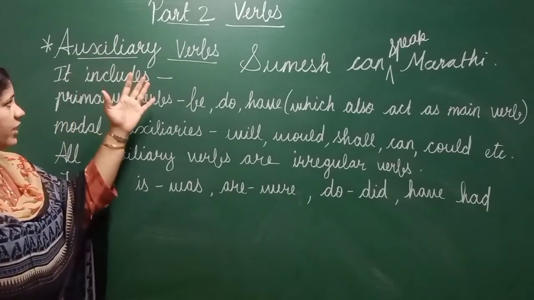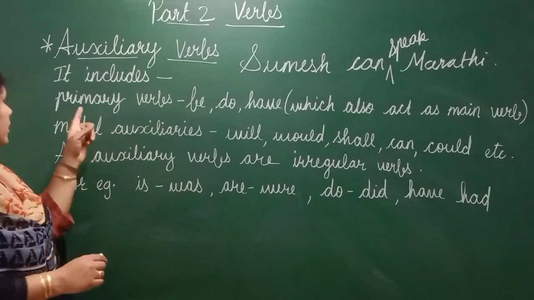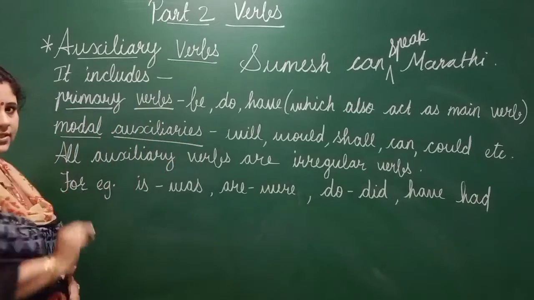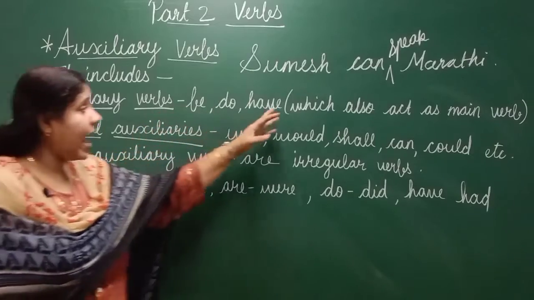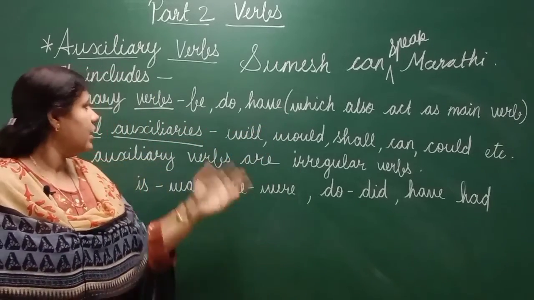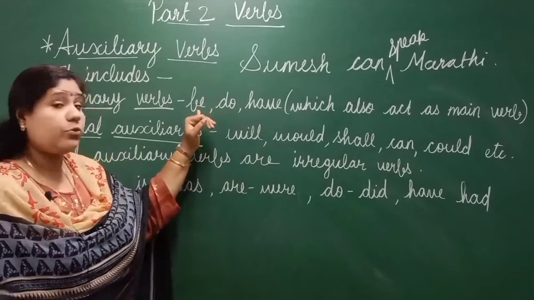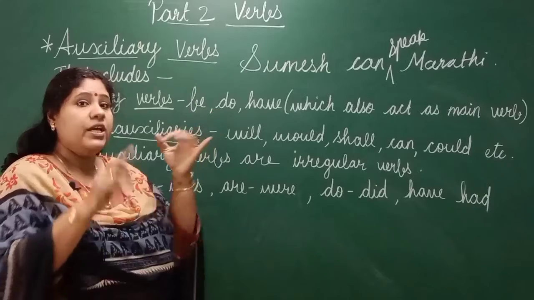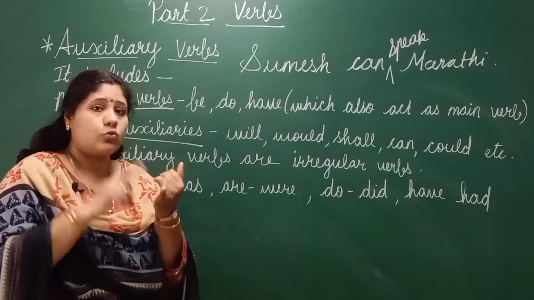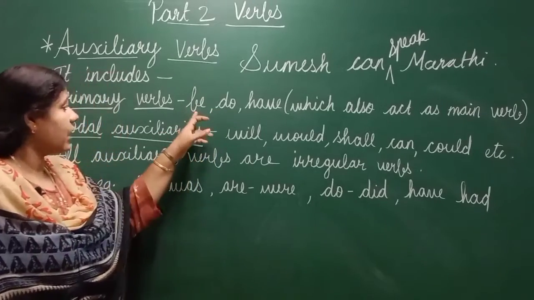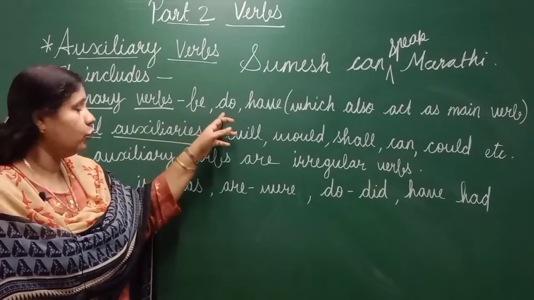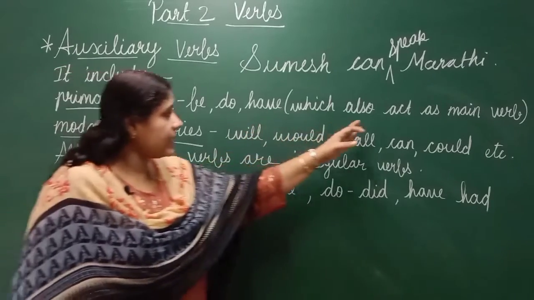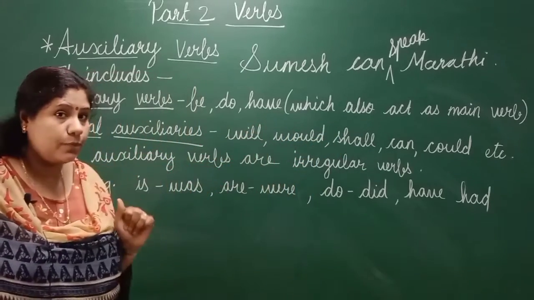Okay. Now again, these auxiliary verbs are divided into two: primary verbs and modal auxiliaries. Primary means those which also act as the main verb. Be, do, have. Children, be doesn't mean you directly write be. Be means the be form of the verb: is, am, was, were, are, all of these come under the be form of the verb. Do, does, did, have, had. These also act as main verbs. This I have explained to you in the first part.